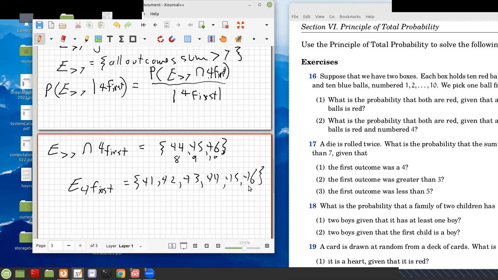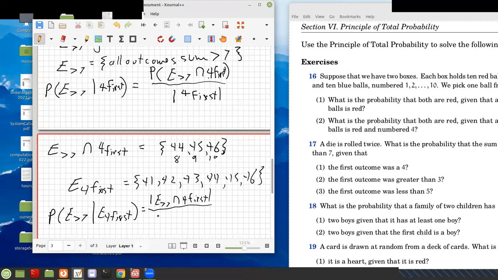Okay, so the probability that the sum is greater than 7 given the event of 4 first is going to equal basically the number that are in this intersection over the number that are in the event of 4 first, which looks like it's equal to 3 over 6, which equals 1/2.